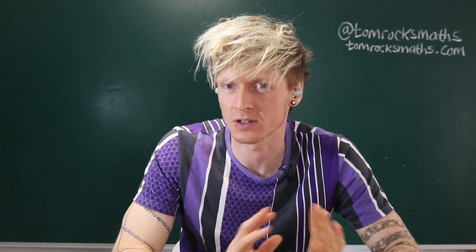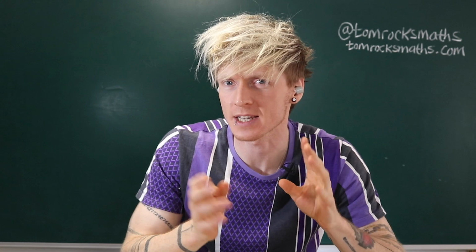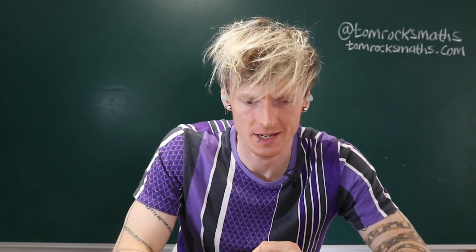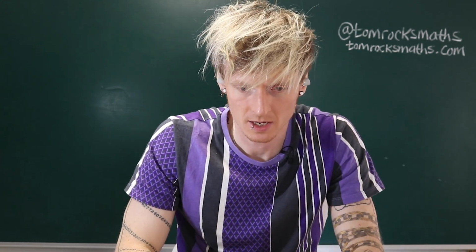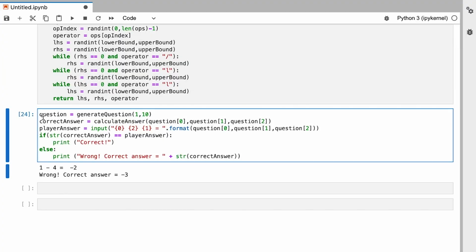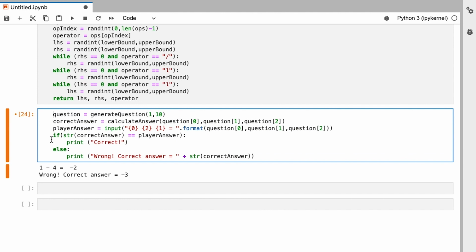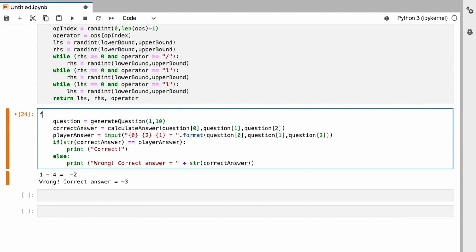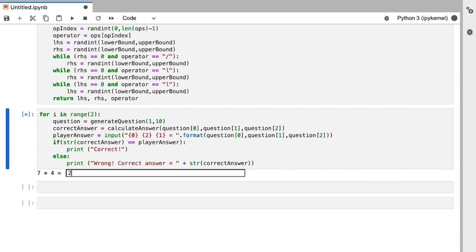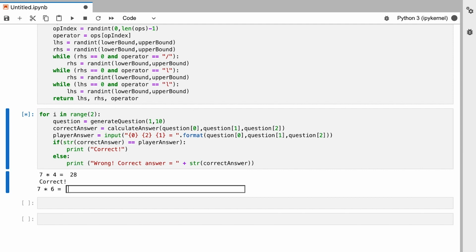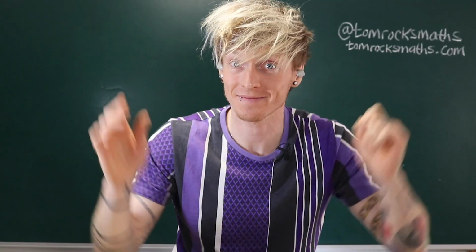I'm going to guess it's something to do with the accuracy or the number of decimal points being kept. So let's see what he says. So we're just going to do the whole thing. And then I want to just tab the whole thing and then add for I in range 1 to 2. So this should now give me 2 questions. We'll run this. 7 times 4 is 28. Correct. 7 times 6 is 42. Correct. Woo! 2 questions. Okay, good.